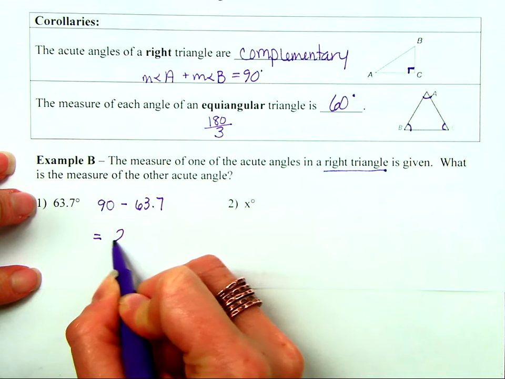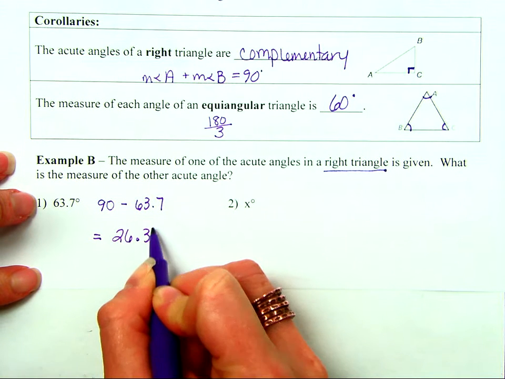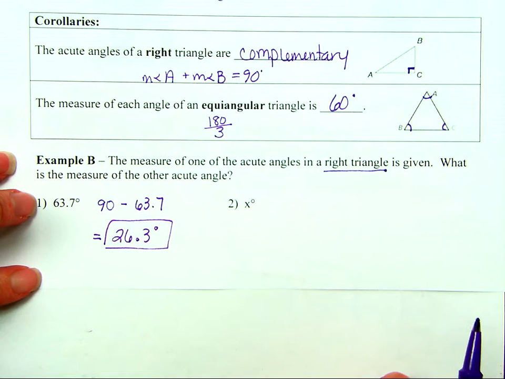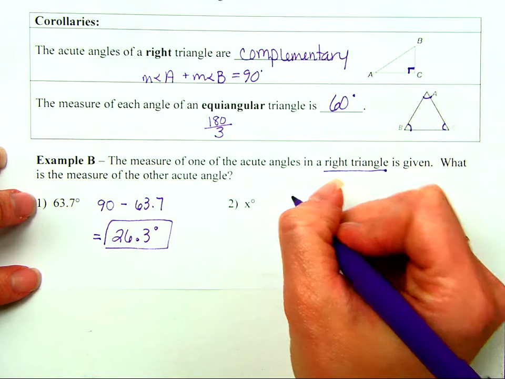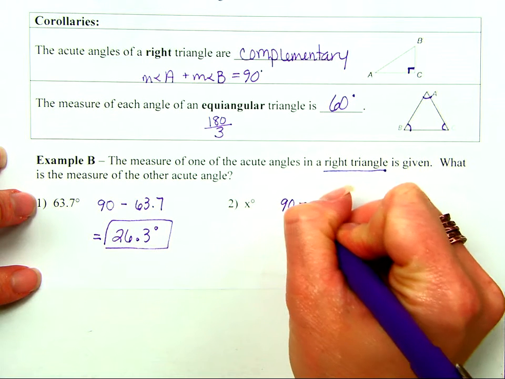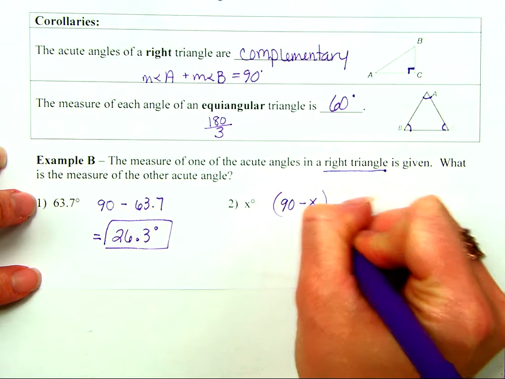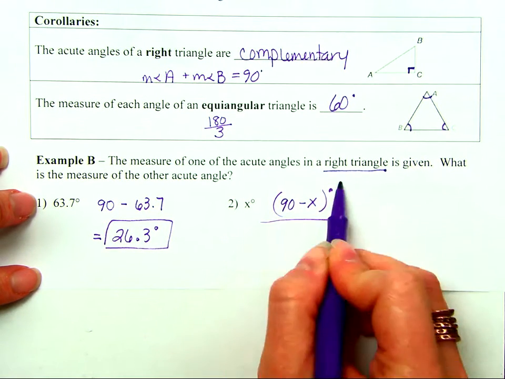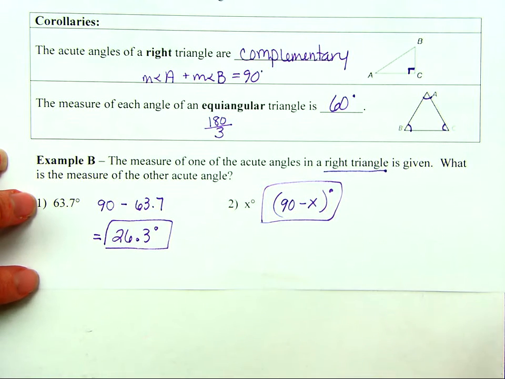And we'd simply subtract, finding out that that other one would be 26.3 degrees. In number 2, it tells me that that angle is x degrees. Well, what would the complement of that be? Well, the complement here would simply be an expression, and I would write that as 90 minus x degrees. It would be whatever is left over after we subtract.